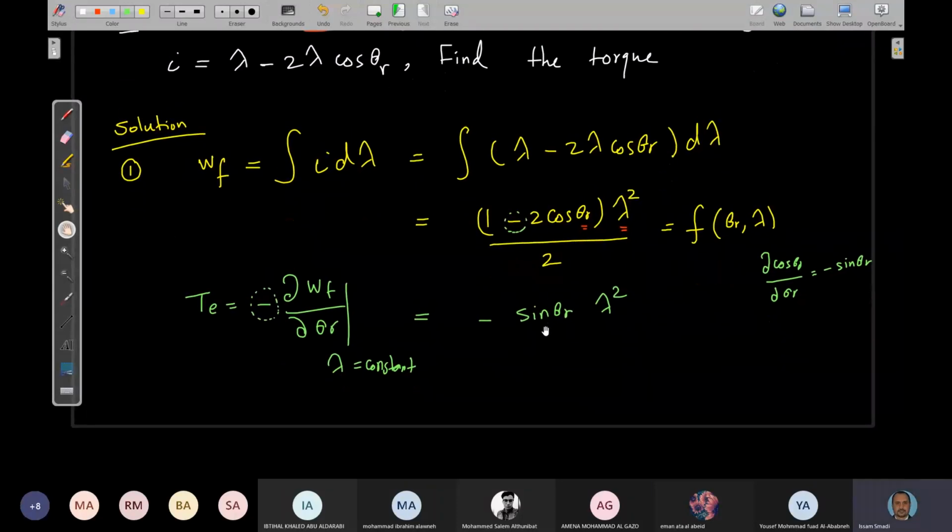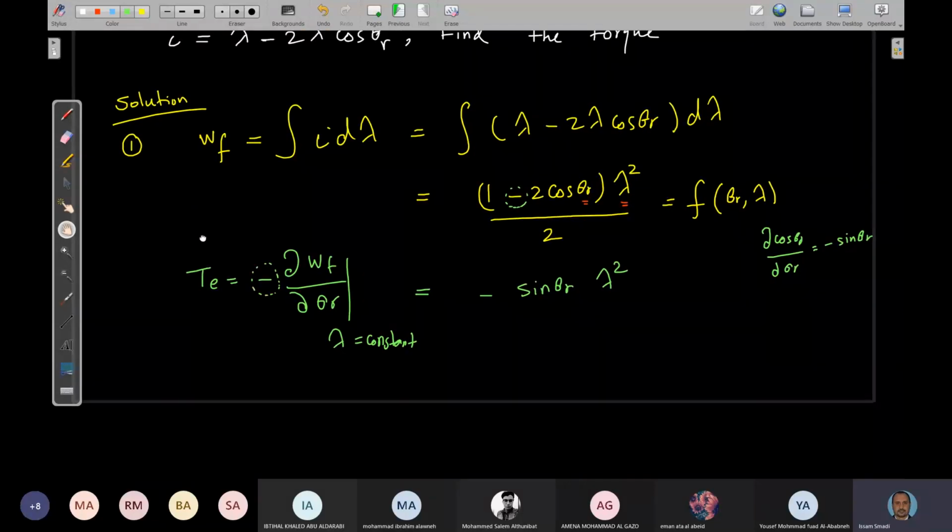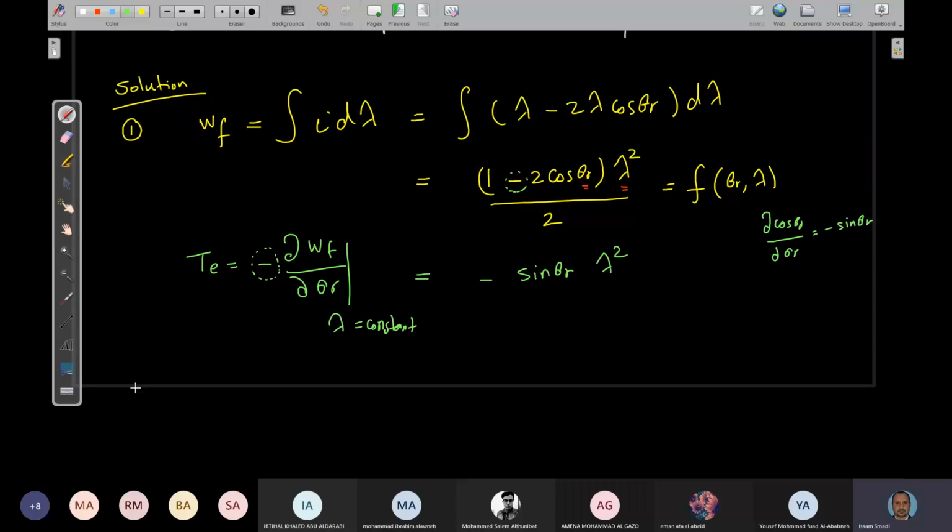Now, if I need to write it in terms of the current, I will substitute the current instead of lambda. I will do it later on. What about if I'm using the Coenergy? The Coenergy.